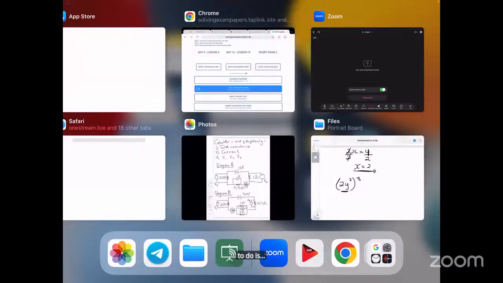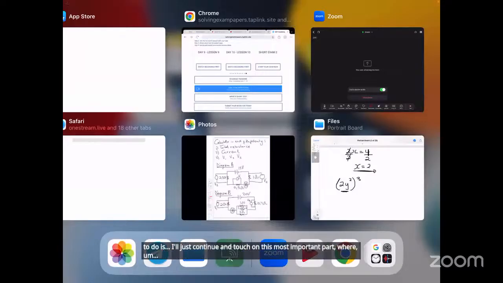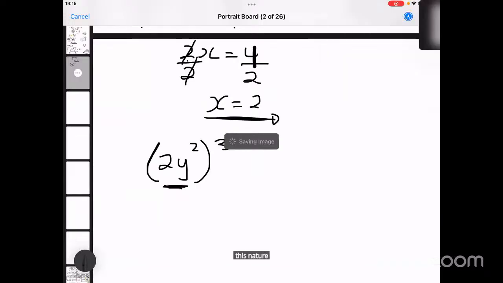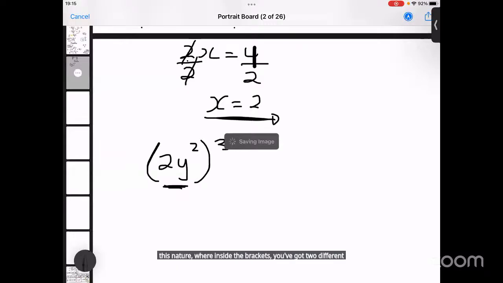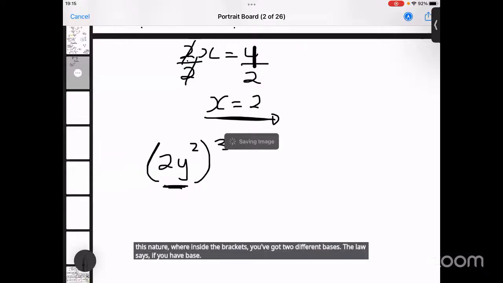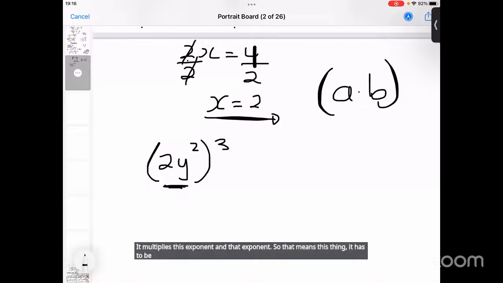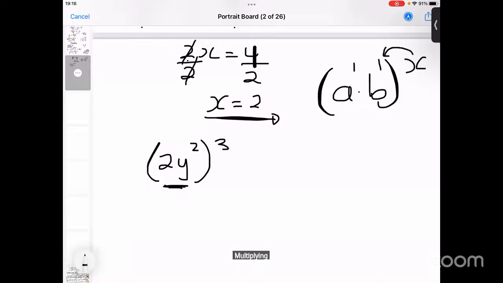I'll just continue and touch on this most important part I was explaining. In case you are given something where inside the brackets you've got two different bases, the law says if you have base A multiplying a different base, each to an exponent, the outer exponent multiplies this exponent and that exponent. So it has to be 2 to the 3, multiplying y to the 2 times 3.